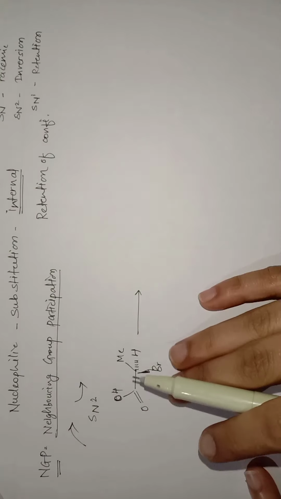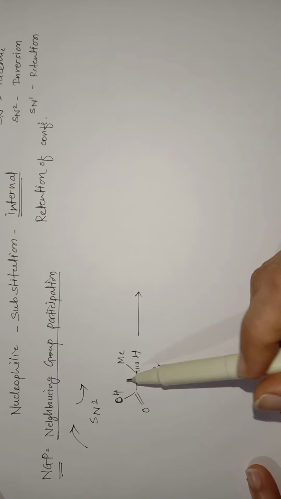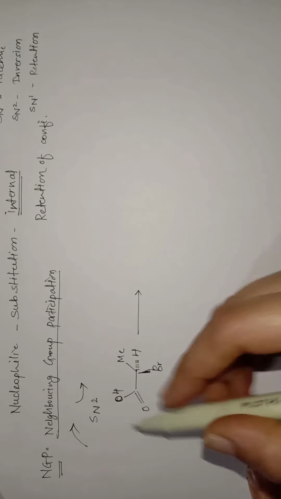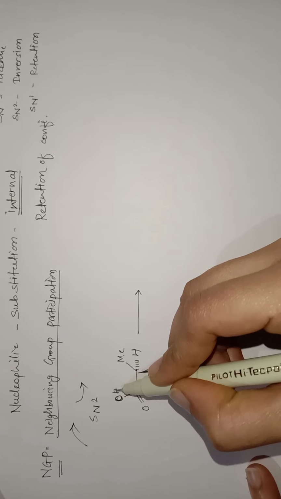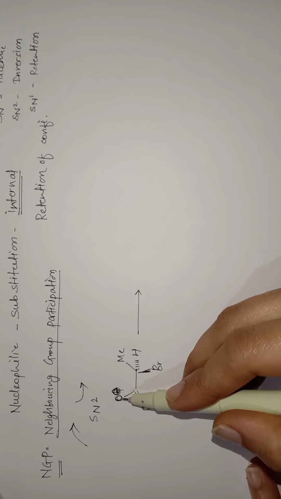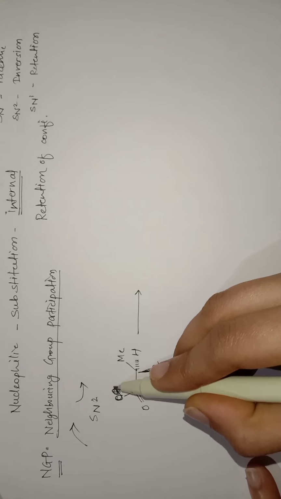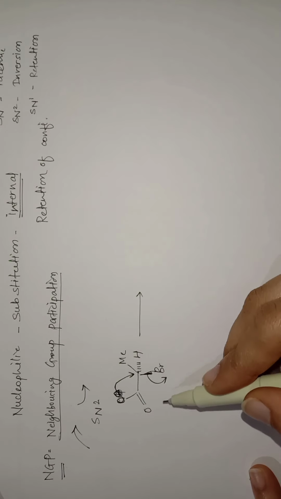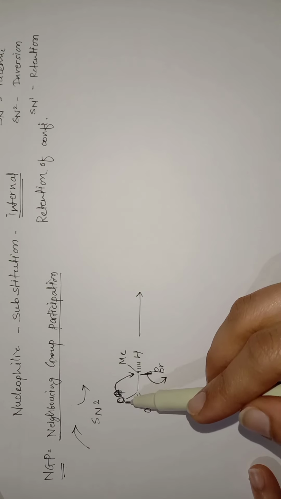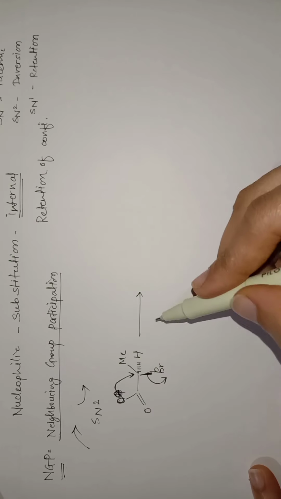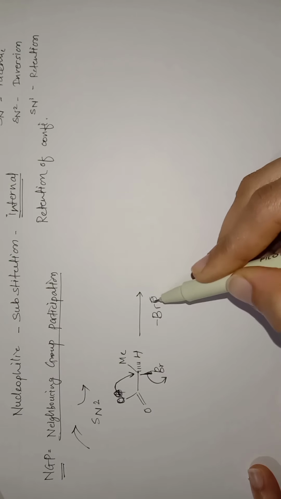Now NGP means what? If there is a compound containing a nucleophile, here this O minus, if I remove this H, it will be O minus and H plus. So this O minus may act as a nucleophile, and it can attack from the backward position on this carbon atom, and this Br minus will be eliminated. So in the same molecule there is a presence of a nucleophile. This nucleophile will push these electrons, and Br minus will be eliminated as a leaving group.